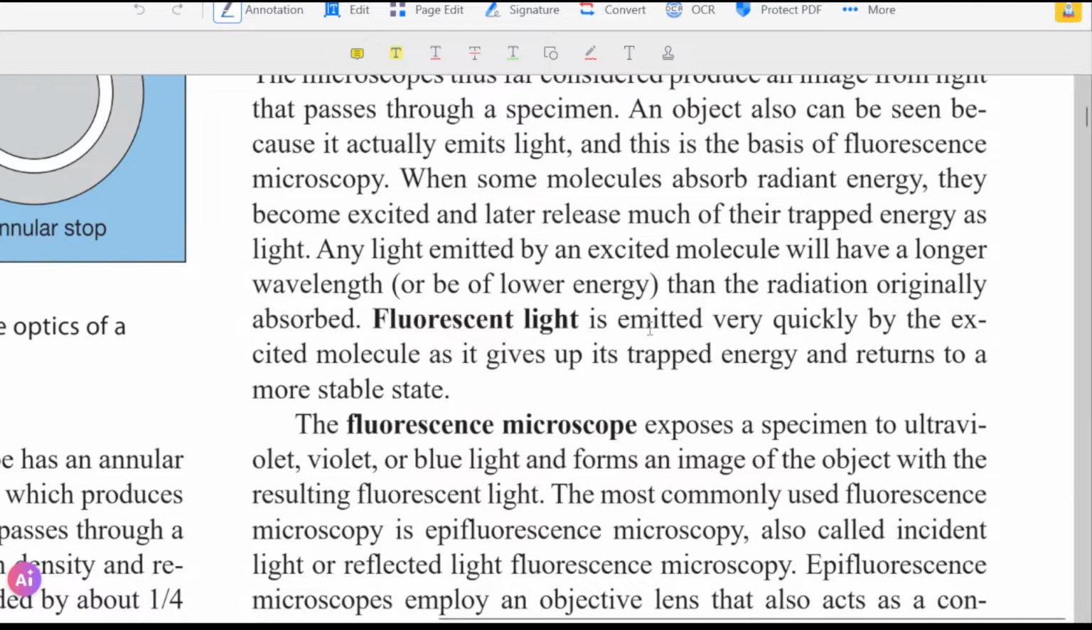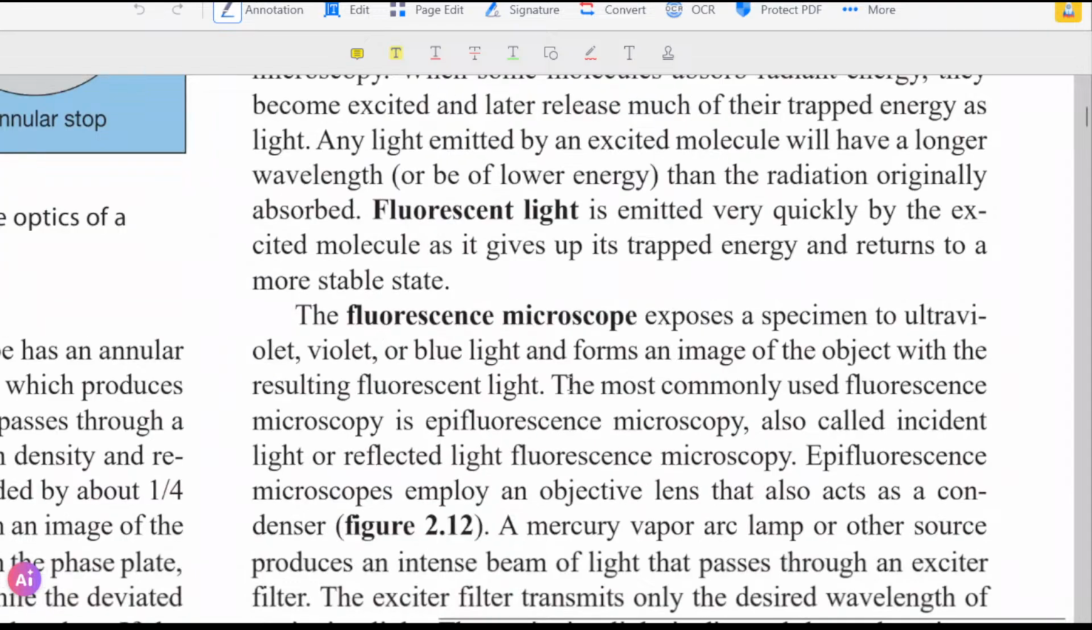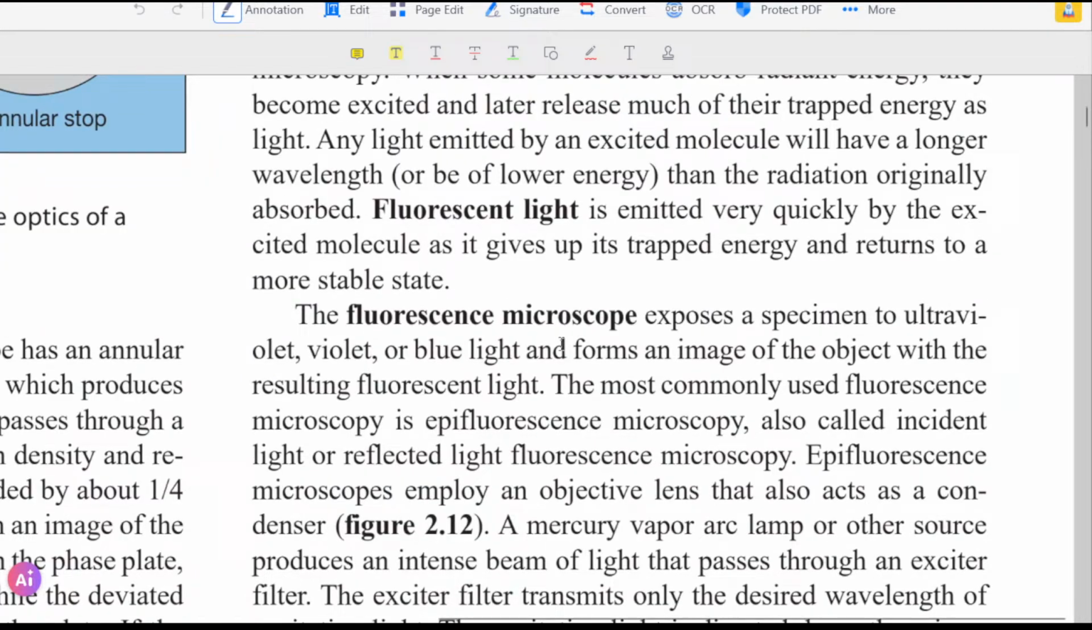Fluorescent light is emitted very quickly by the excited molecule as it gives up its trapped energy and returns to a more stable state. They are saying fluorescent light is emitted very quickly by the excited molecule as it gives up trapped energy and returns to a more stable state. In chemistry, we always say that molecules strive to go into a more stable state, right? This is usually the case for all of the molecules, objects, and whatever.